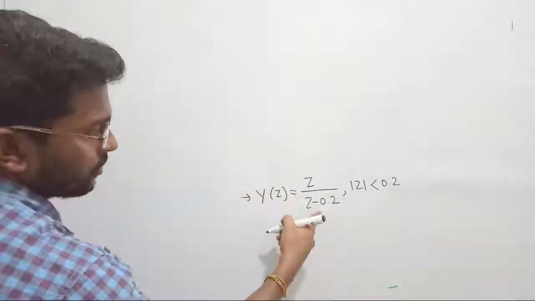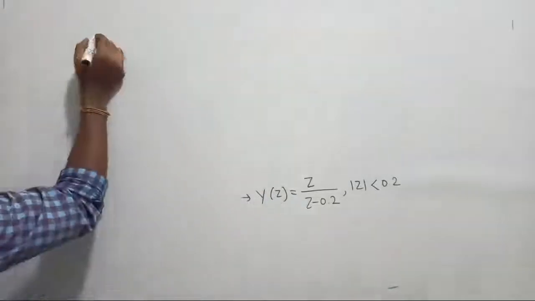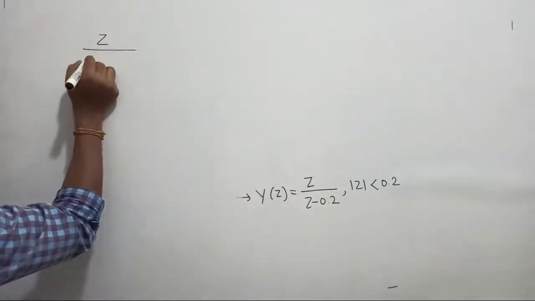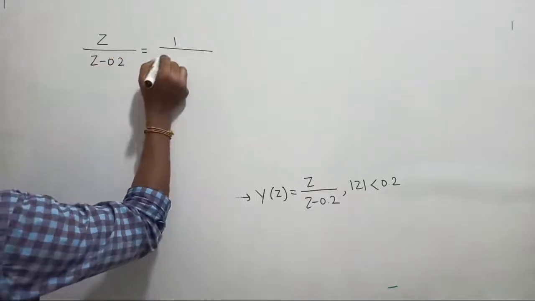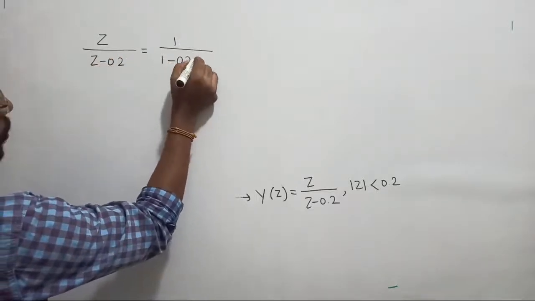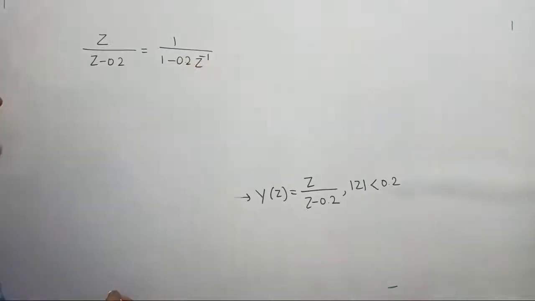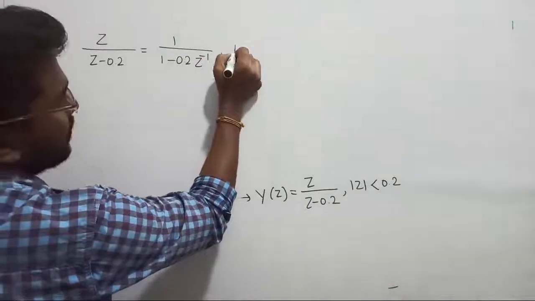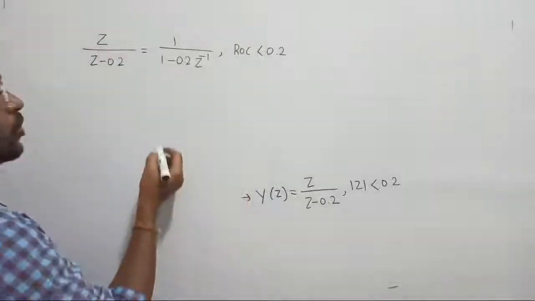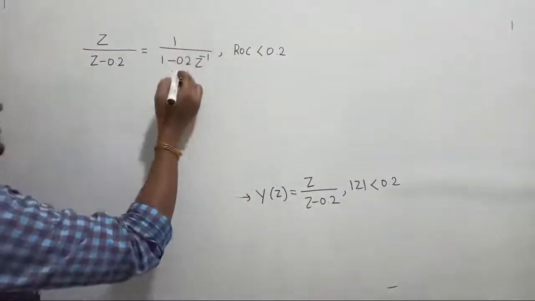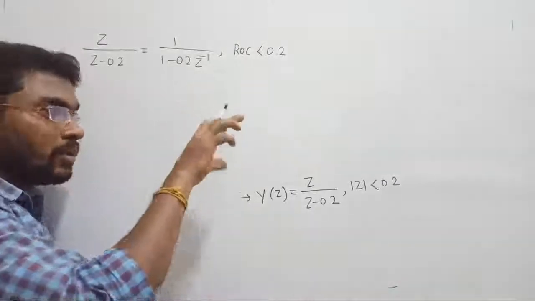What is the inverse Z transformation? That is nothing but, see there, can I write this function like this? Z upon z minus 0.2 can be rewritten as 1 upon 1 minus 0.2 into z power minus 1. Actually with this, the region of convergence has been clearly defined as less than 0.2. I understood this is the impulse response of the step function. There was an impulse response system.